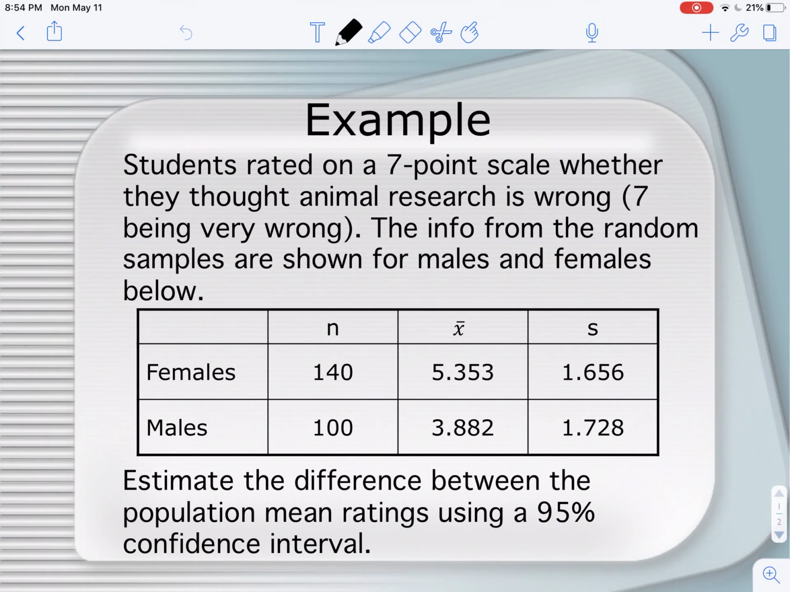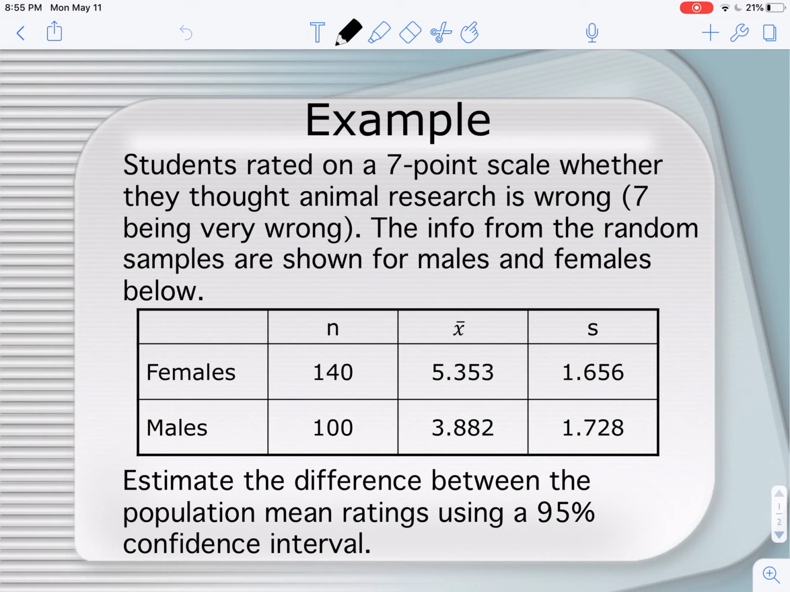Hey, what's up everybody? I'm going to run you through an example of the four-step process associated with the t-interval for mu1 minus mu2, so estimating the difference between two population means. All right, so here's the example.